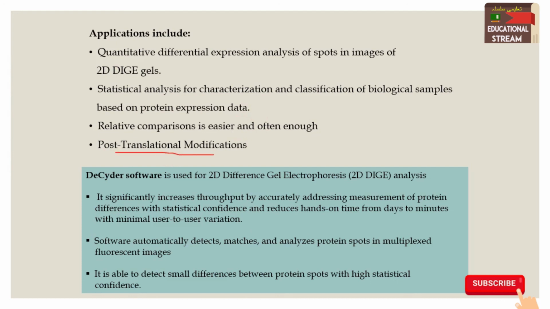For the data analysis, we use the DeCyder software for 2D difference gel electrophoresis analysis. It significantly increases the throughput by accurately measuring protein differences with statistical confidence, whether they are significant or non-significant, and reduces the hands-on time from days to minutes with minimal user-to-user variation. It reduces the time for the experiment. The software automatically detects, matches and analyzes the protein spots if we are using multiplex fluorescent images, and it is also able to detect small differences between protein spots with high statistical confidence.